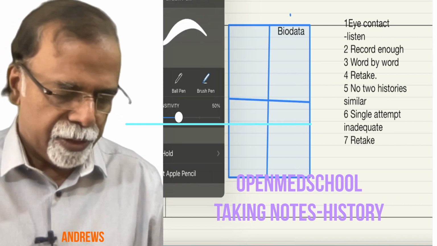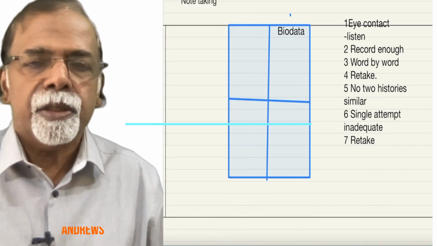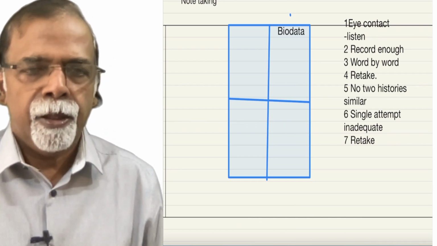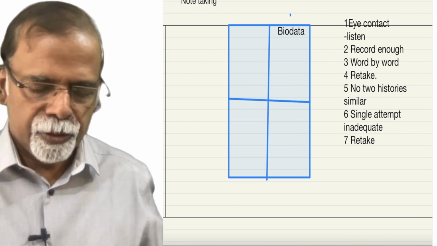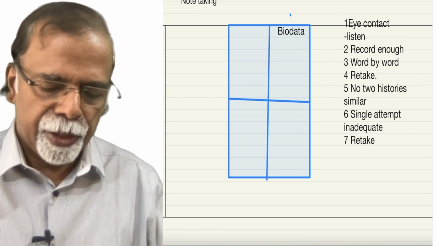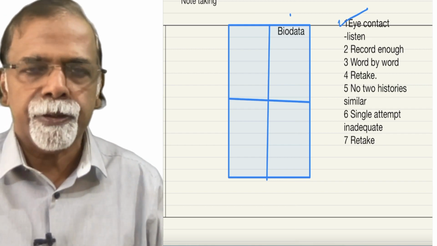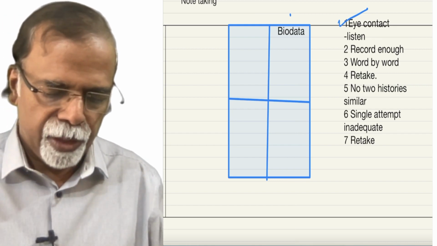Many times it is found that students are writing down without maintaining any eye contact with the patient. So when you are taking the notes, see that the eye contact is maintained. That is very important. Then only the patient will be able to continue with their discussion. That's the number one point I would like to make.